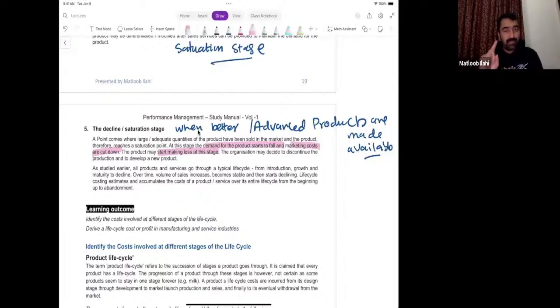And it happens. A lot of markets, a lot of products exhibit this phenomenon.